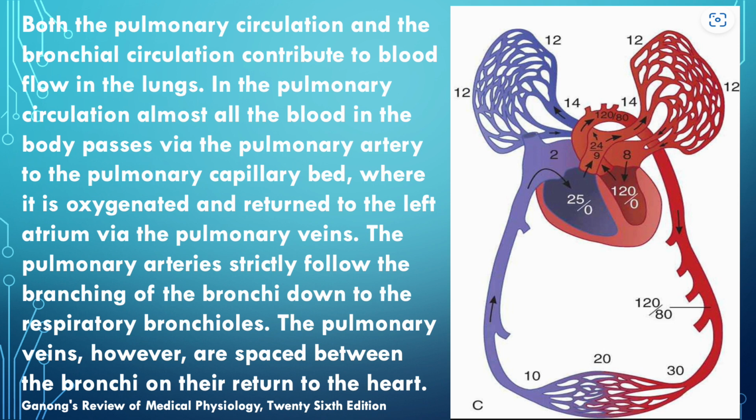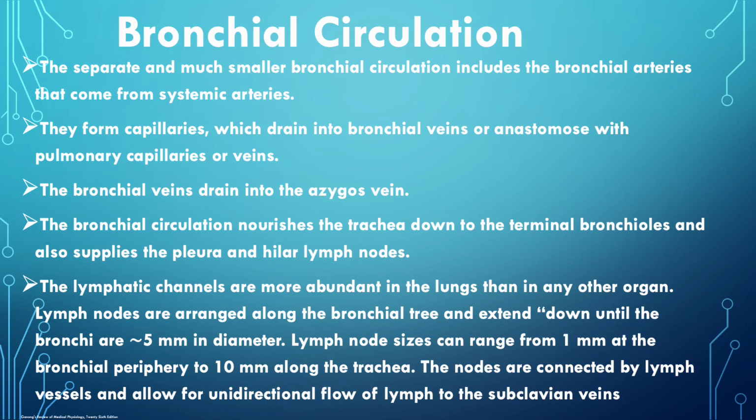So in the pulmonary circulation, almost all of the blood in the body passes via the pulmonary artery to the pulmonary capillary bed, where it is oxygenated and returned to the left atrium via the pulmonary veins. The pulmonary arteries strictly follow the branches of the bronchi down to the respiratory bronchioles. The pulmonary veins, however, are spaced between the bronchi on their return to the heart.